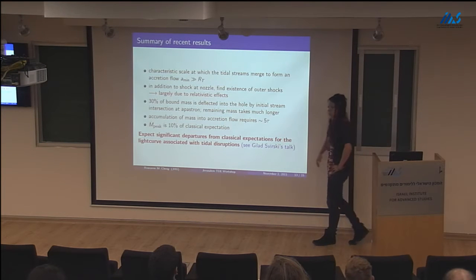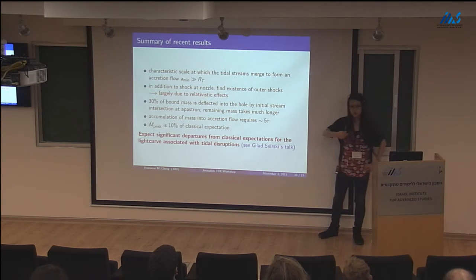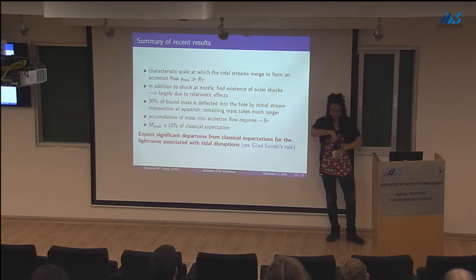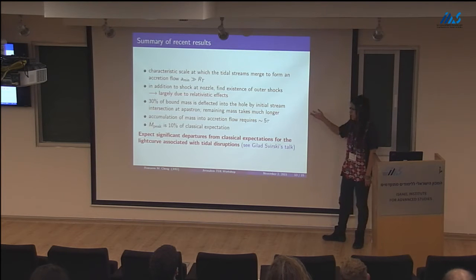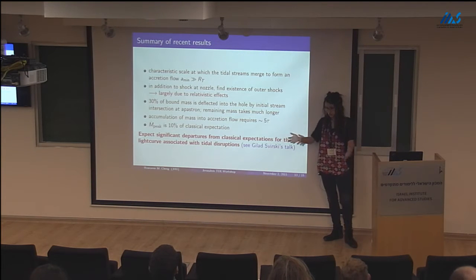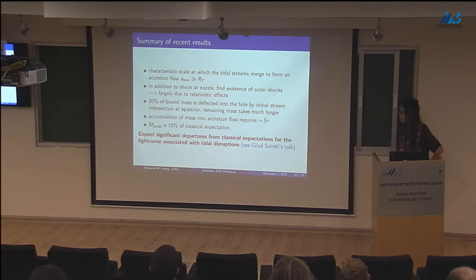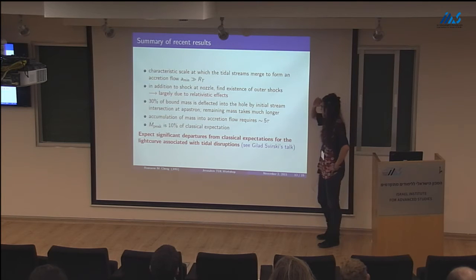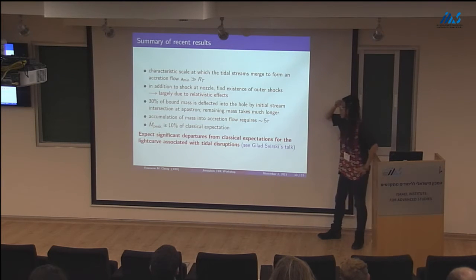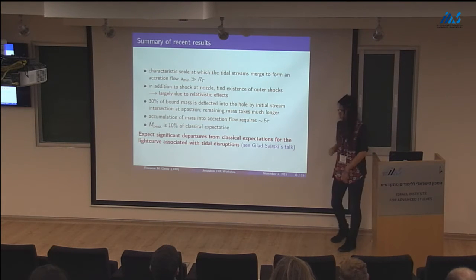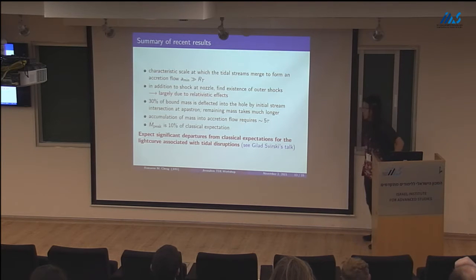We find that 30% of the bound mass is deflected into the hole when the stream hits itself. We find that the remaining mass takes much longer to accumulate onto the black hole. We find that the peak is 10% less than the classical expectation. So we expect significant departures from the classical expectation for the light curve, and for more on that, see Gilad Zirsky's talk.